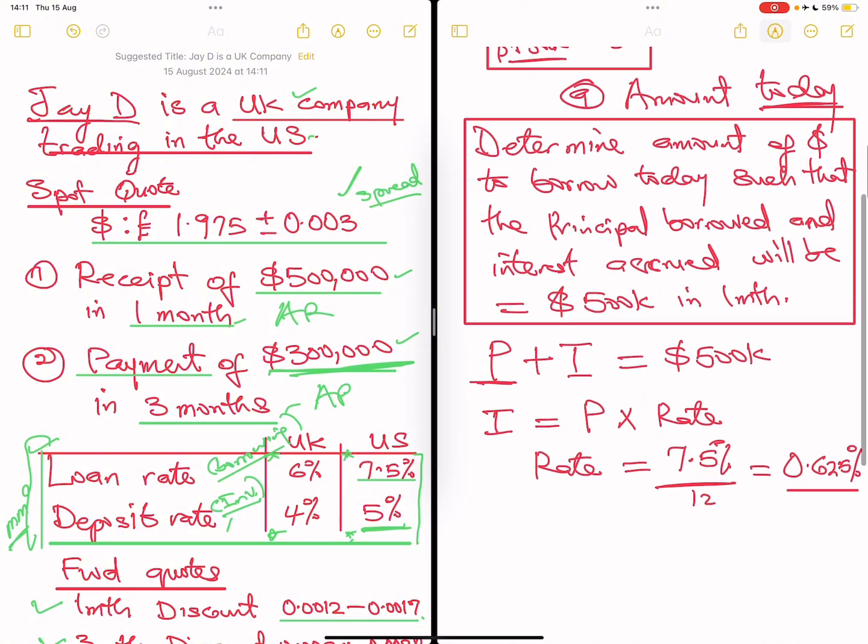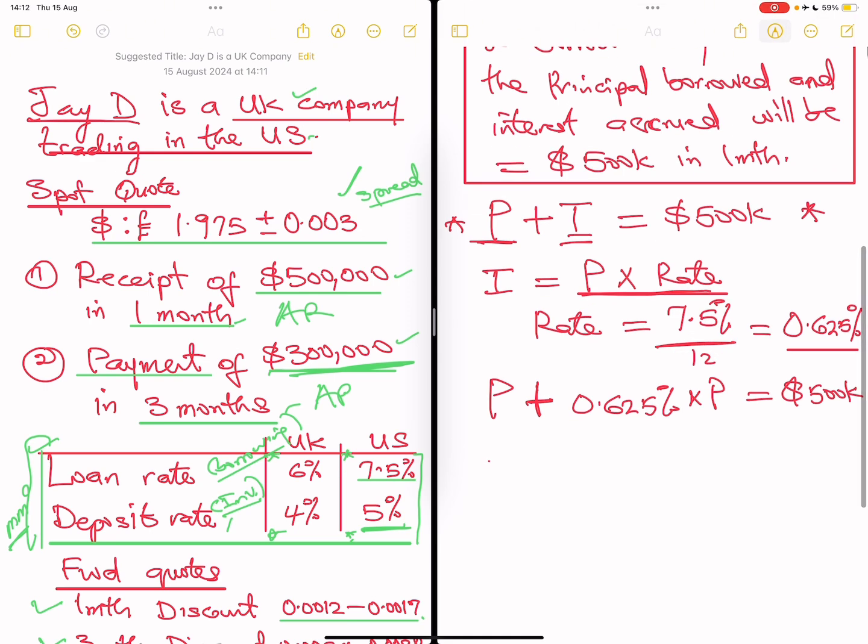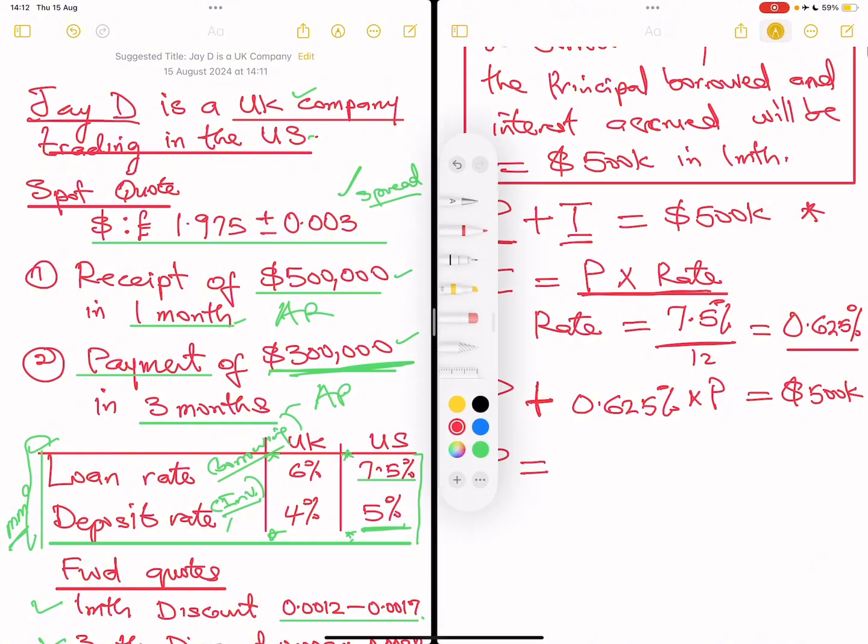So which means if I go back to the original equation, principal plus 0.625, I'll substitute this for the interest. So 0.625% times principal equals 500K. Which means our principal will be equal to, let me not jump a step because of people that might not like mathematics. I'm tempted to jump a step there, but I will break it down. Let me be patient with you.